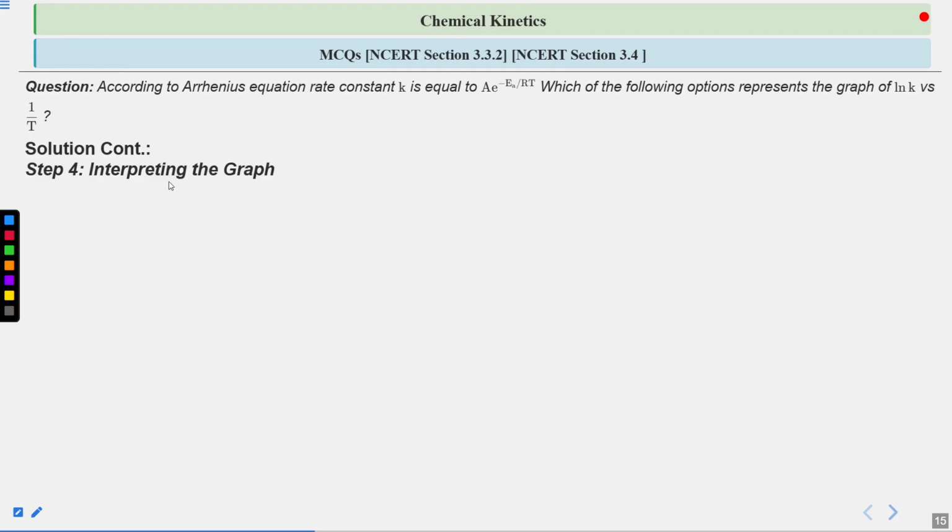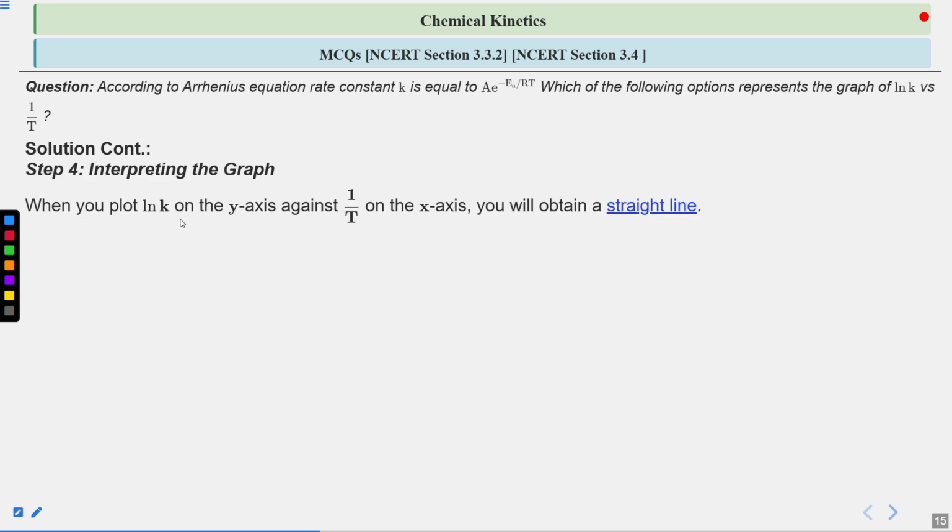So step 4 will be interpreting the graph. Now we have everything. We got our equation and the equation of a straight line. We have compared every variable with the straight line equation, and we have our variables or the terms which we are going to use to make the graph. So when you plot ln k on the y-axis against 1 by T on the x-axis, you will obtain a straight line.